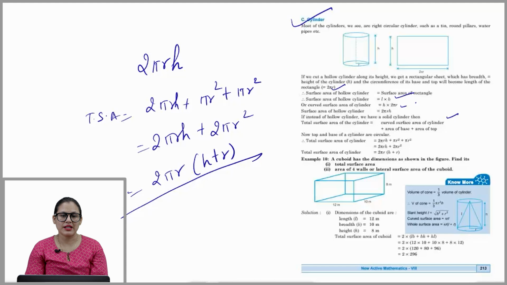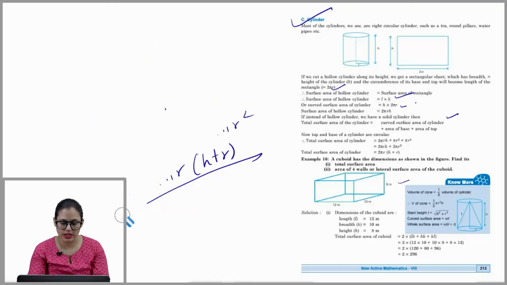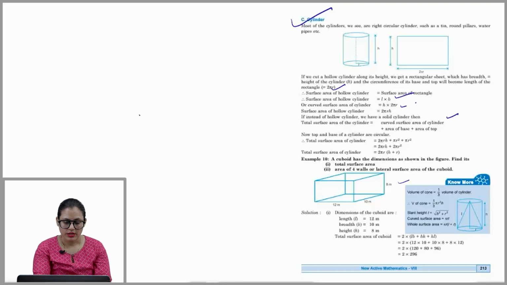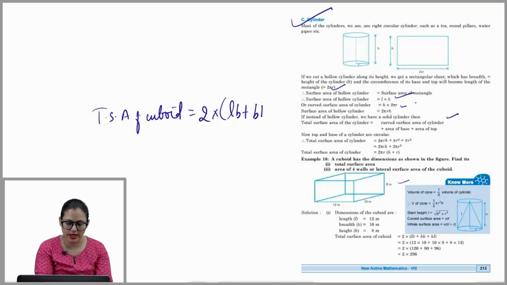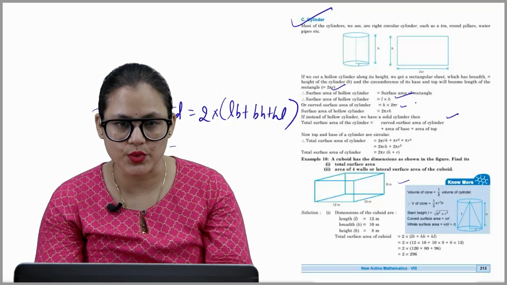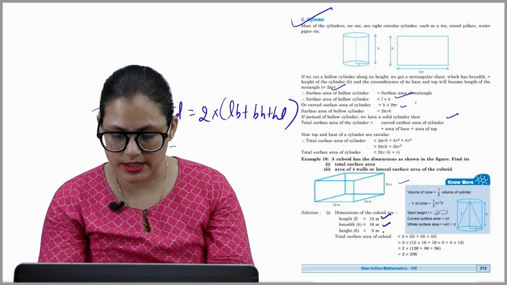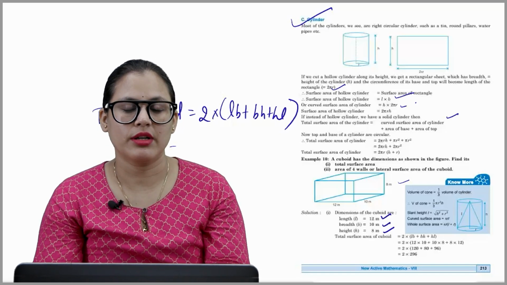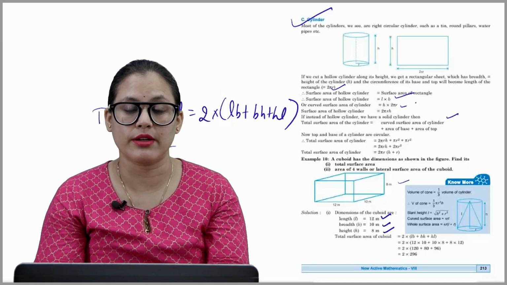Example 10: a cuboid has the dimensions shown in this figure. We have to find its total surface area. So we will apply this formula as we did in the previous example: 2 into (length into breadth plus breadth into height plus height into length). Then you put in all the values which are given. This is the length, this is the breadth, and this is the height. And then the second part, the area of 4 walls or lateral surface area of the cuboid.